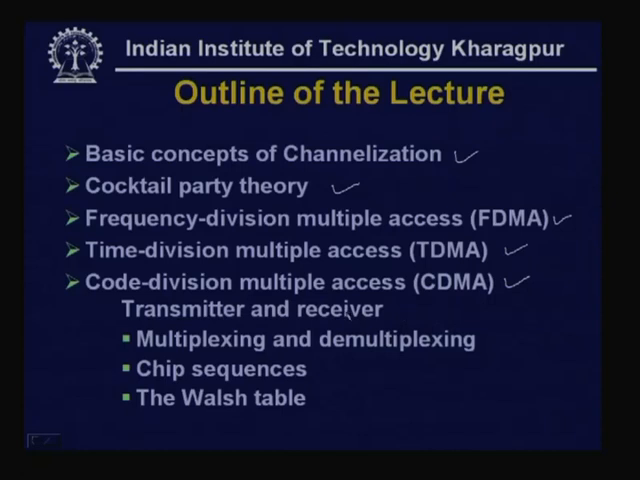And this code division multiple access CDMA is very complex, and we shall discuss how it is used, and particularly different aspects of it, like the transmitter and receiver, how the multiplexing and demultiplexing is done, then how the chip sequences which are used in CDMA are used here, and how the chip sequences are generated with the help of the Walsh table.